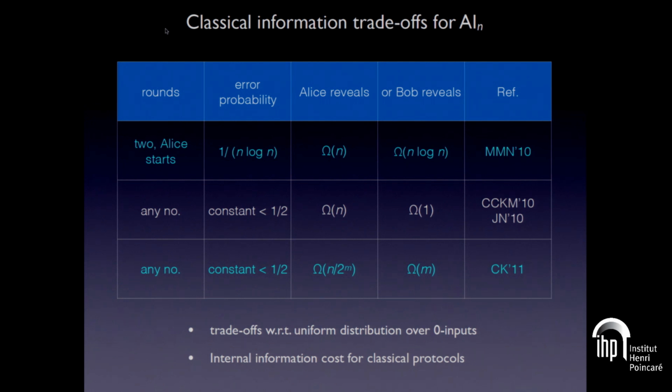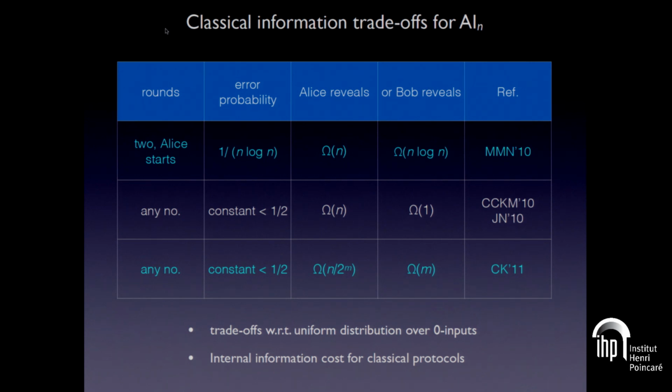Okay, so a number of trade-offs were known for the function augmented index prior to this work, all in the classical setting, and there's one in the quantum setting I'll get to in a bit. Let me maybe just pick one of these and tell you what it looks like.